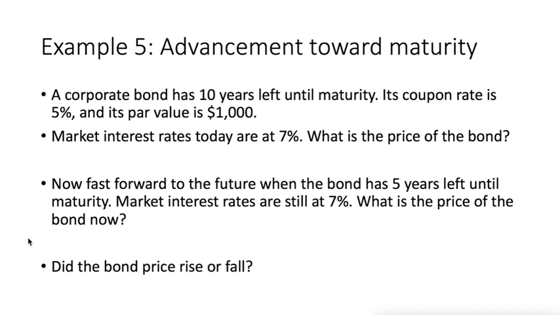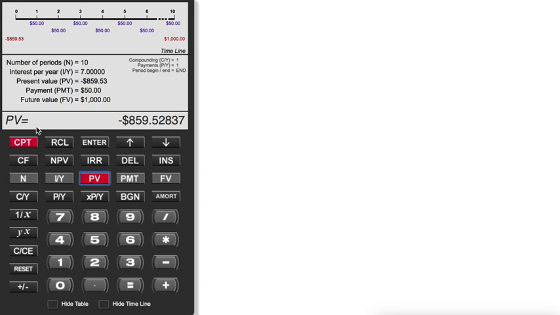The real point of the question is to show you guys what happens as the bond advances toward maturity, even if interest rates don't change. So let's say interest rates remain at 7%, but now we're 5 years into the future, and there's only 5 years left on the bond. So what happens to the bond's price? Well, go back to the calculator, and instead of 10 for the number of periods, we're going to replace that with 5. So the bond at 10 was at $859, so we recompute it at 5 years, and it's $918.